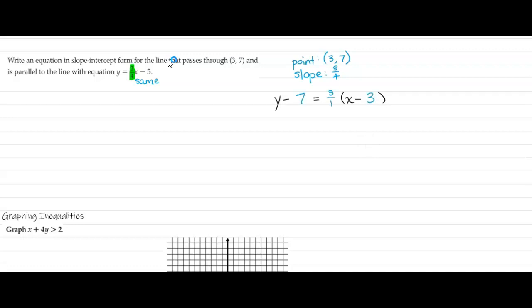Y, x, slope goes right here before the parentheses. We'll distribute.